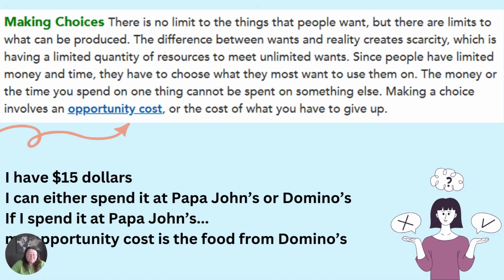So for example, maybe I want pizza for dinner tonight and I have $15 to spend. And my town has 2 pizza places, Papa John's or Domino's. If I spend my $15, I cannot spend it at Domino's. And so my opportunity cost is the food that I would have got from Domino's if I spent it there instead.